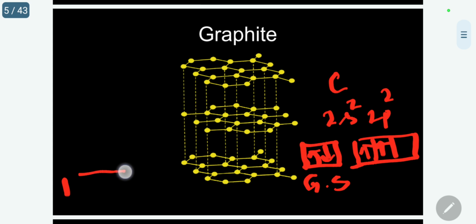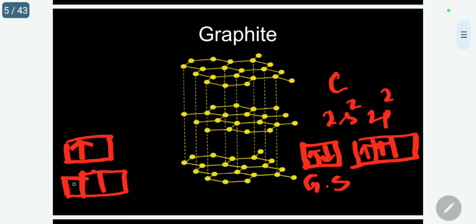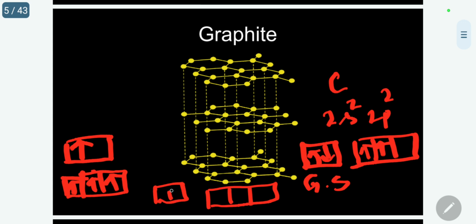Kindly follow. Since the space is not sufficient, I am writing s above and below. One of the s electrons jumps into the p orbital. Or we can write it like this. This is the way I can write, with 1, 1, 1, 1. Now this is the ground state, and this is the excited state.